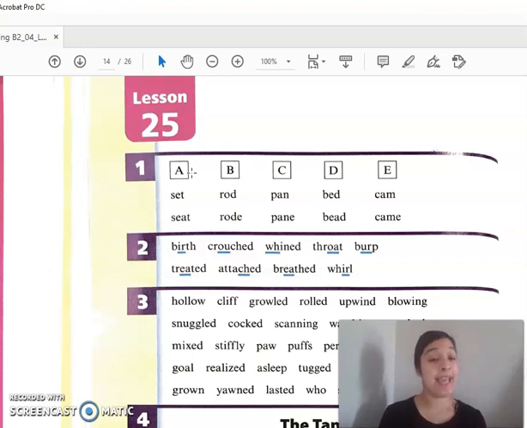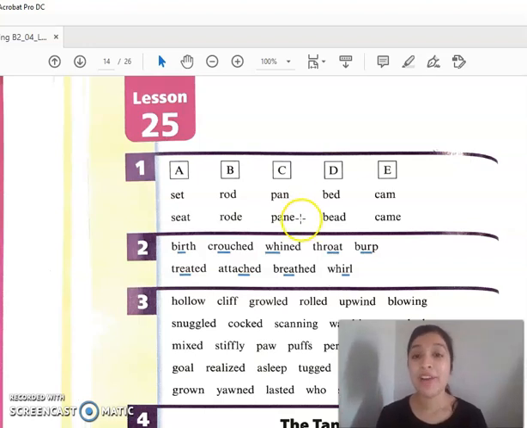Awesome. We're in box A, so we're going to say each box, say the words, and then move on to box 2. So box A, first word, what word? Yes, set. Next word, what word? Yes, seat. Next box, box B, first word, what word? Yes, rod. Next word, careful, what word? Yes, road. Next word, what word?